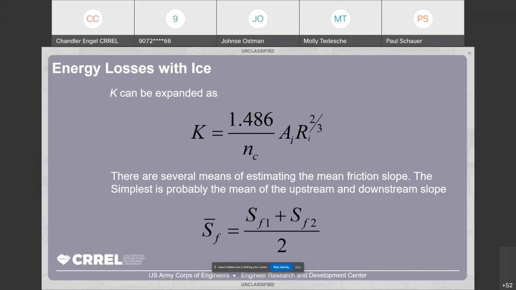So now we have the mean friction slope, the bottom equation, and that can be estimated from the mean average of the upstream and downstream friction slopes. So it's different than the bed slope. Now we have all the pieces we need to do what's called a step backwater calculation in order to estimate the water surface elevations in an ice-affected stream channel.